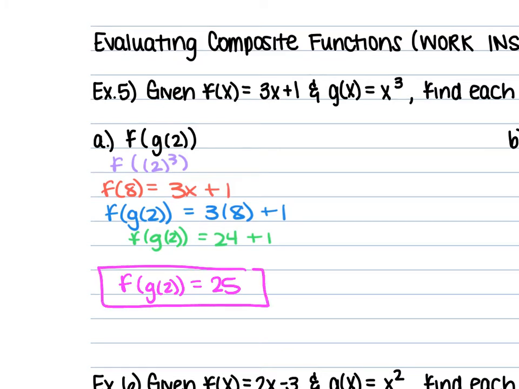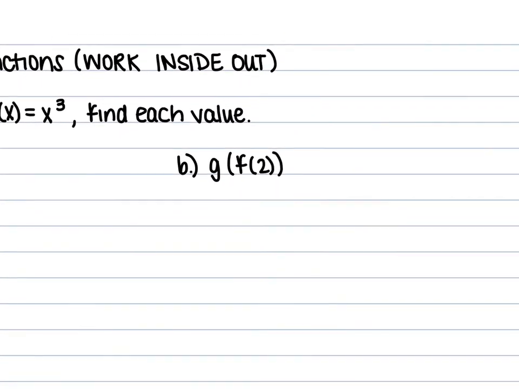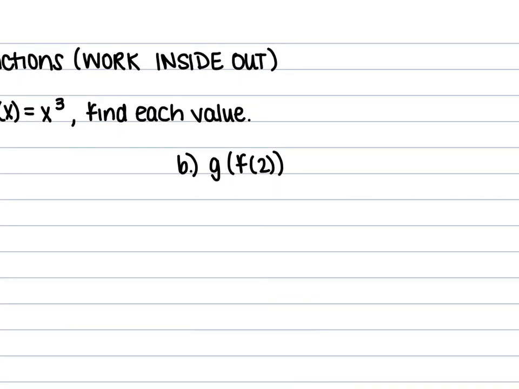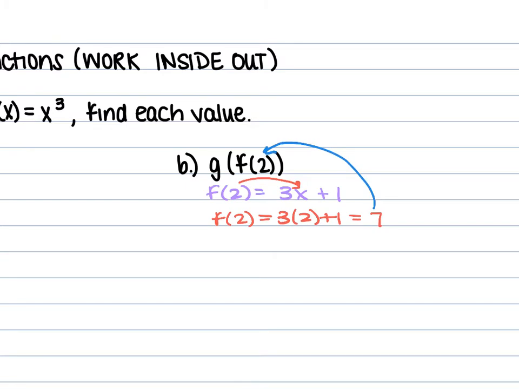For b, we have g of f of 2. So now first we're going to plug in that 2, find f of 2. So f of x is 3x plus 1. So that's going to be plugged in for the x, solved. F of 2 is equal to 3 times 2 plus 1, which 3 times 2 is 6, 6 plus 1 is 7. So f of 2 is 7, replace the 7 in g of 7 and find that.